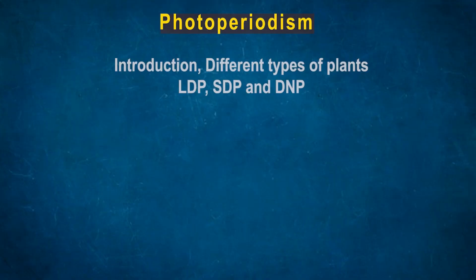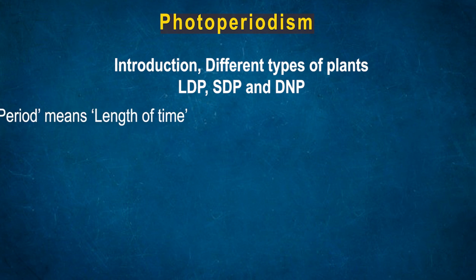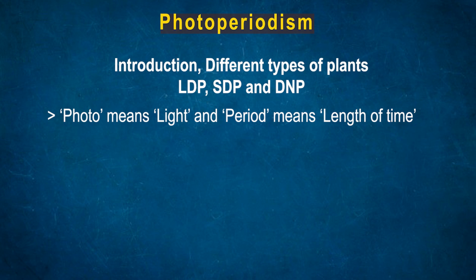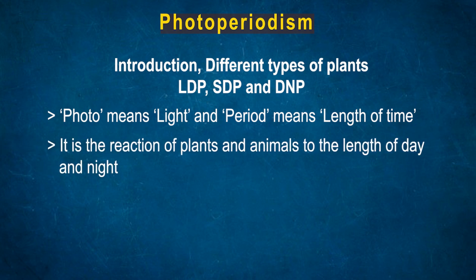Photoperiodism, introduction, as well as different types of plants: LDP, SDP, DNP. What are they? I am telling you. Photo means light and period means length of time. It is the reaction of plants and animals to the length of day and night. So how light can actually regulate plant activity as well as metabolism.